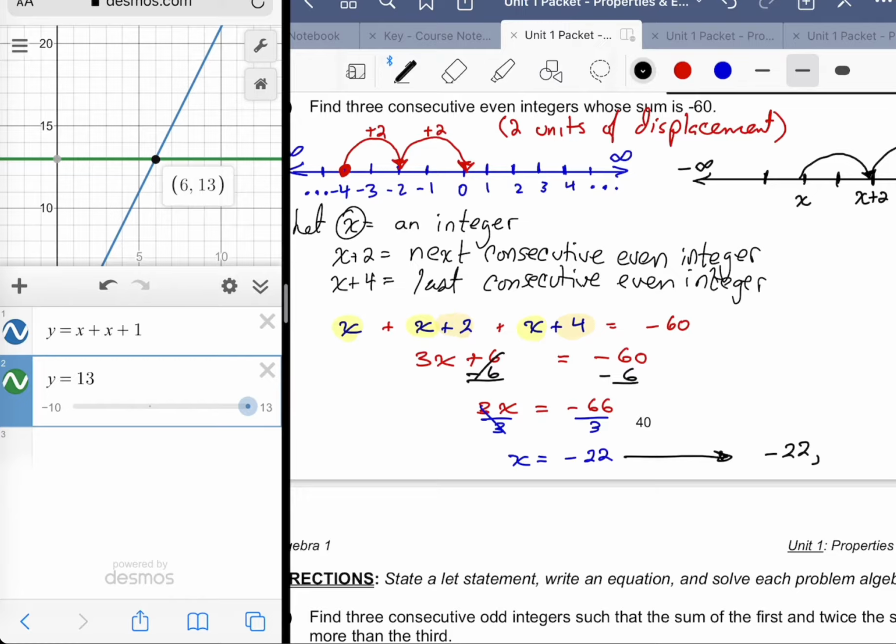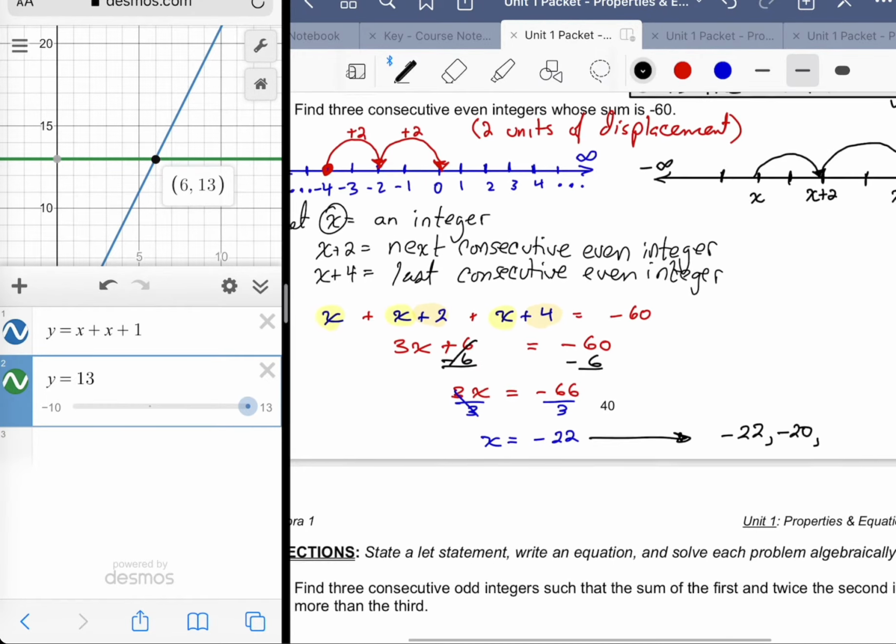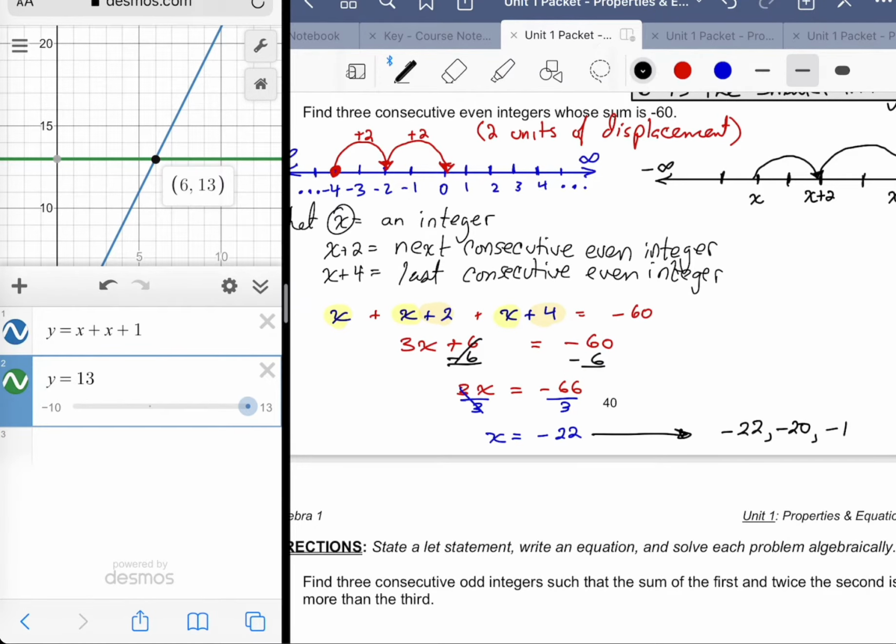All right. So negative 22 plus 2, because the second one is x plus 2. We just figured out x is negative 22. So add 2 to that, negative 20. Add another 2, negative 18.